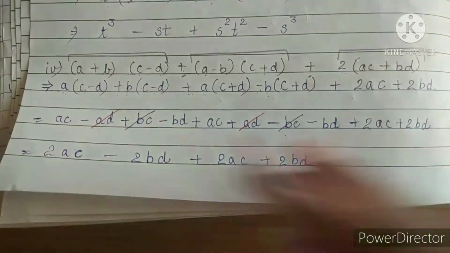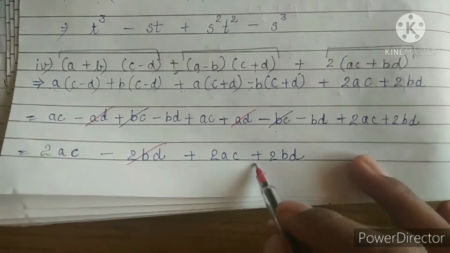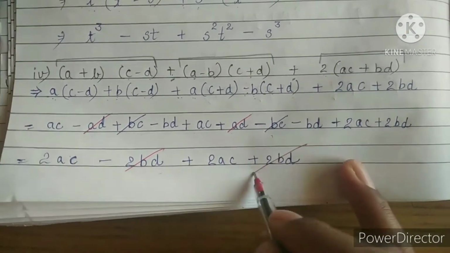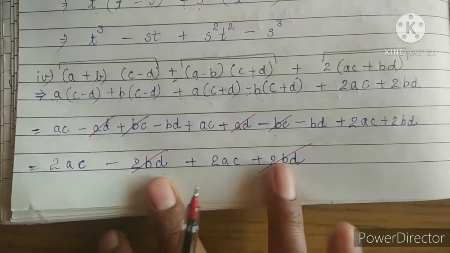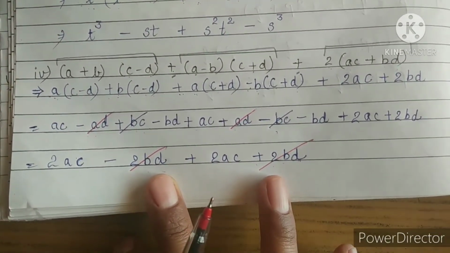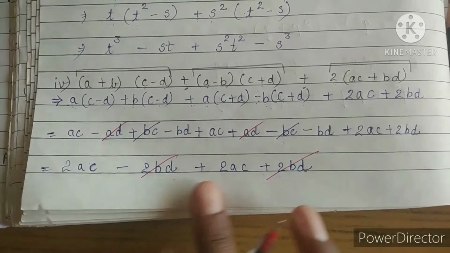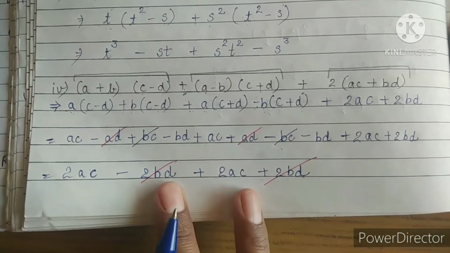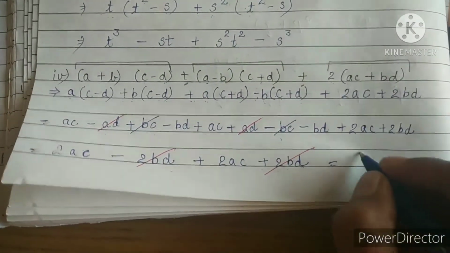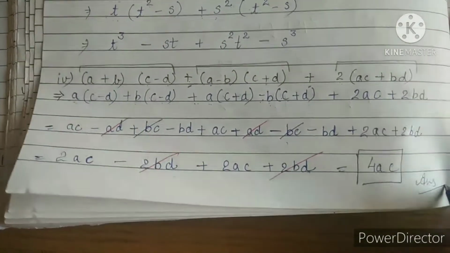You can again see here minus 2BD will cut with positive 2BD. Variables are the same but having different symbols, so they will give us the answer as 0. Okay, that's why we are cutting them, minus to positive having the same variable. Now 2AC plus 2AC will give us 4AC as the answer. Okay.